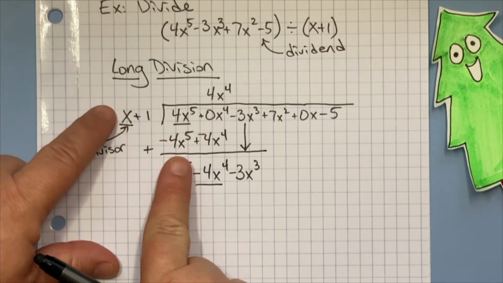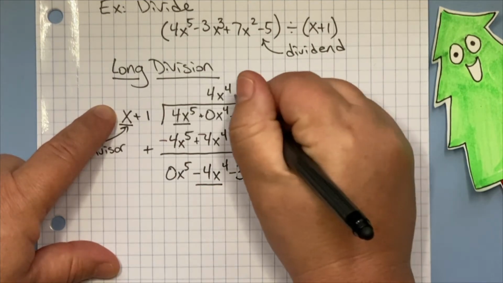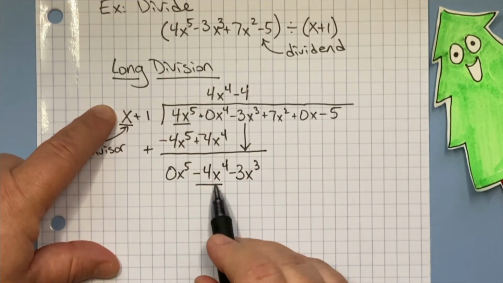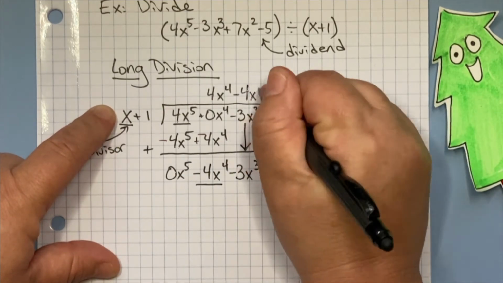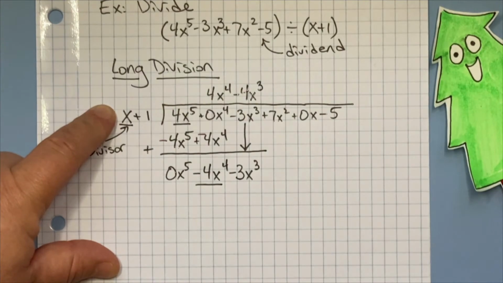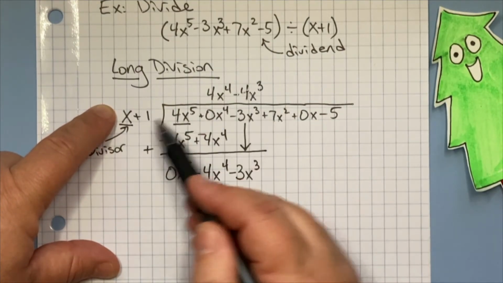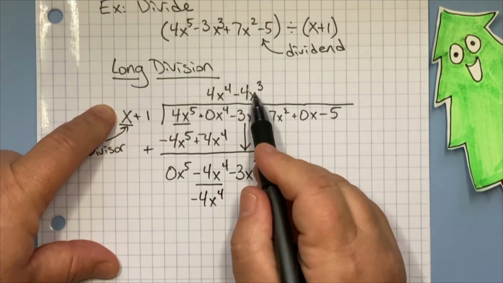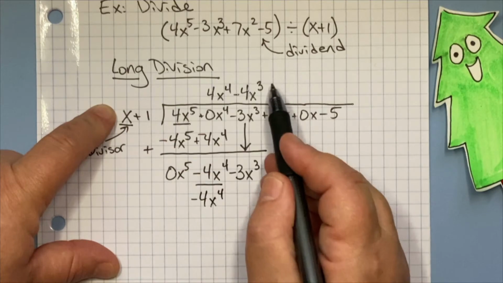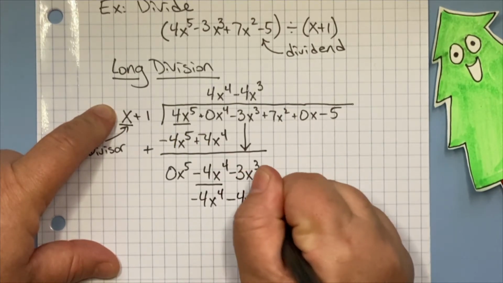And what times x gives me negative 4x to the 4th? I need a negative 4. And I've got 1x, I need 4 x's, so I'm going to bring in another 3 x's, x cubed. And then just like before, I take this new term, multiply it times x. That's negative 4x to the 4th. And then I also multiply it times 1. Negative 4x cubed times 1 is negative 4x cubed.